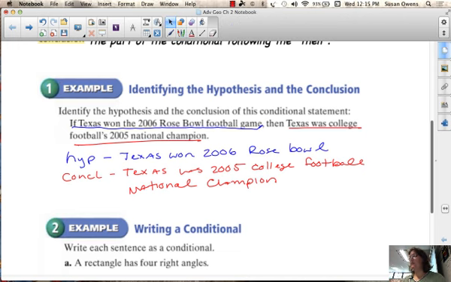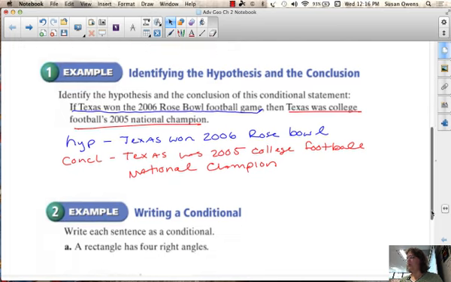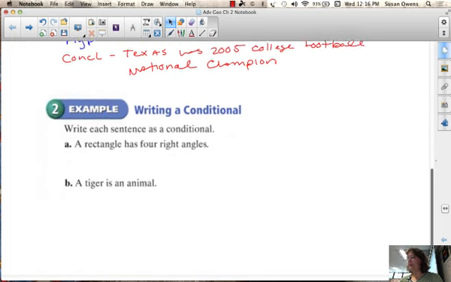Now a conditional can be true, a conditional can be false. We can also have the hypothesis be true or false, or the conclusion can also be true or false, and we'll be looking at those in a little bit.